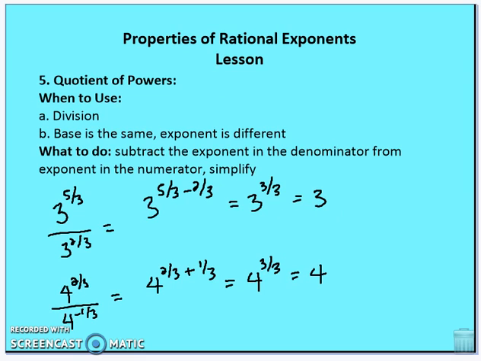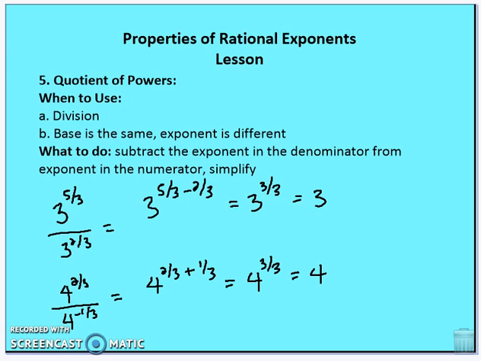Okay, property number 5, quotient of the powers. I'm going to use this property when I have bases that are the same and the exponents are different. In this case, I'm going to subtract the exponent of the denominator from the exponent of the numerator.